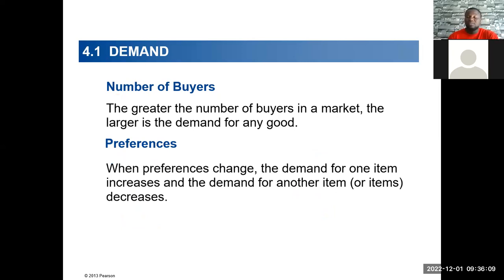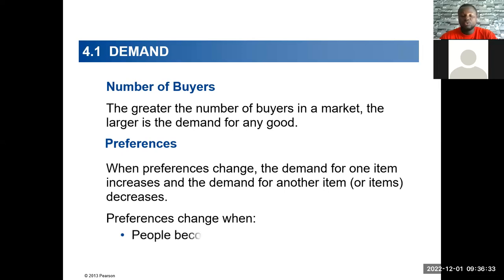Okay, but then you just know that as your preference is positively shifting towards a good, it is negatively shifting away from another good as well. So our preferences, what we want, what we desire, actually affect our demand for whatever we request. Now, when do preferences change?